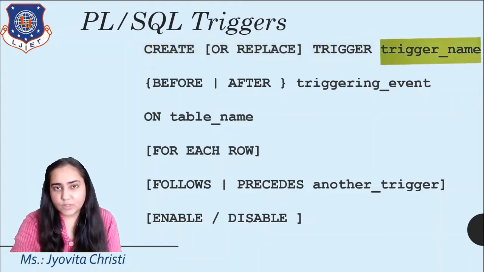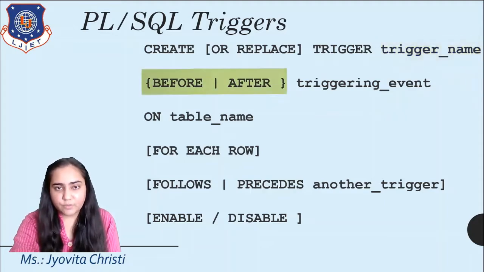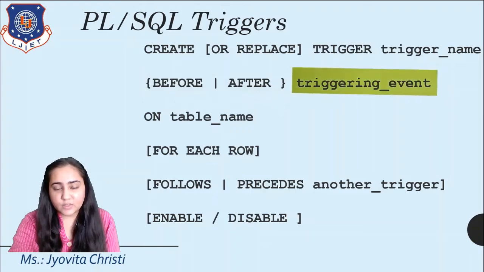And that brings us to the name of the trigger. You can name your trigger anything you like, just like you would name any identifier in PL/SQL. The next part is the before or after. So this is where you specify when you want your trigger to execute. Is it before some event or is it after some event? And the next thing is the triggering event. This is the event which will cause the trigger to implement.